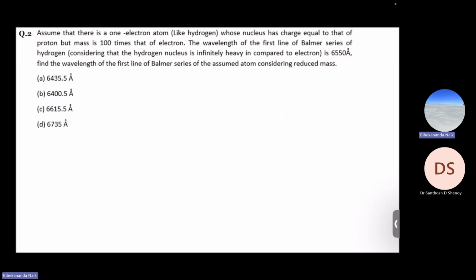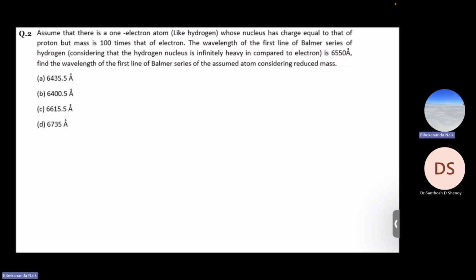Now we move to question number 2. Question number 2 says, assume that there is a one electron atom like hydrogen whose nucleus has charge equal to that of proton but mass is 100 times that of electron. The wavelength of the first line of Balmer series of hydrogen, considering that the hydrogen nucleus is infinitely heavy compared to the electron, is 6550 Angstrom. Then find the wavelength of the first line of Balmer series of the assumed atom considering the reduced mass. Options are option A 6435.5 Angstrom, option B 6400.5 Angstrom, option C 6615.5 Angstrom, and option D 6735 Angstrom.